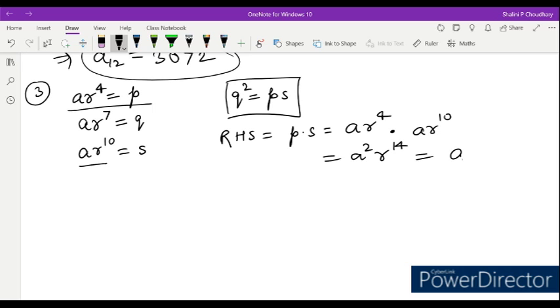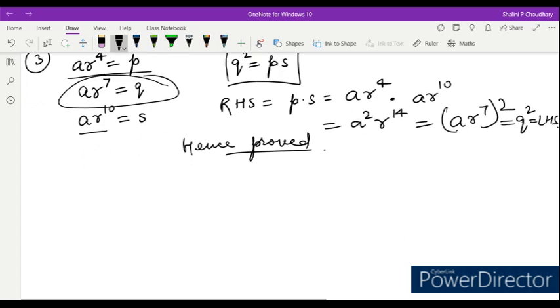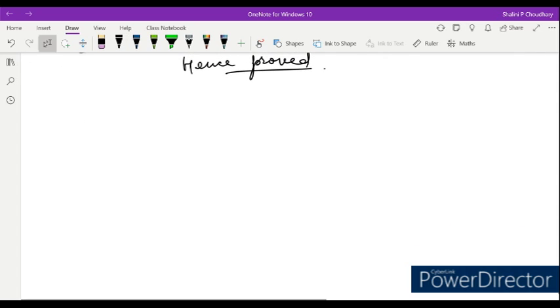So can we write a r to the power 7 whole square? We can write now. So a r to the power 7 is q. So it means this will be equal to q square, and that is equal to the LHS, hence proved. Okay. Now next question, we'll move to question number 4.